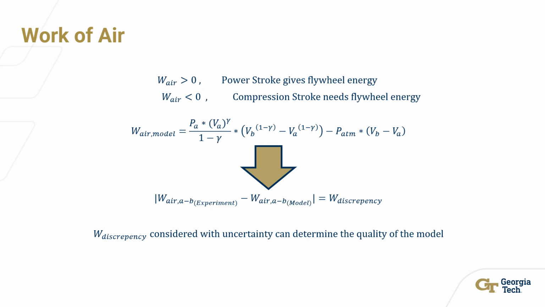The difference between these values is the discrepancy work, which will be determined in week 2. This value is attributed to anything happening in the system that is not being modeled. Applying uncertainty to this discrepancy can determine the quality of the model for the system and will be a key part of the analysis for the IC engine.